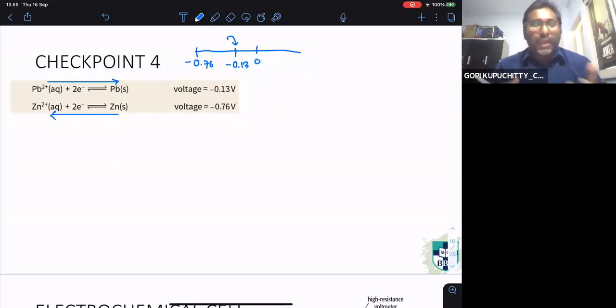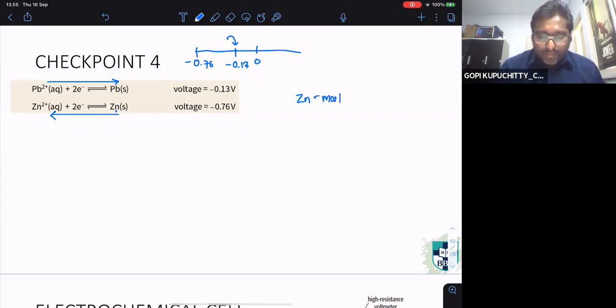Now you can tell about this. If I say which metal is more reactive, what is reactive? Metal means they lose electron, so the metal that can lose electron more is zinc. Most reactive.